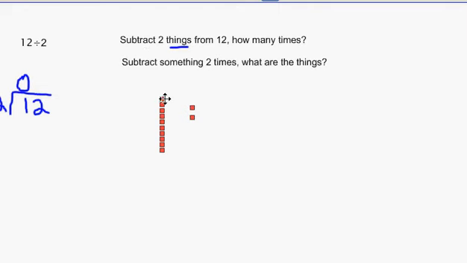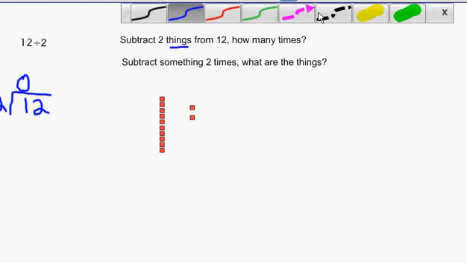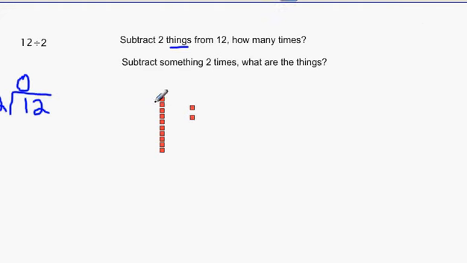Can I subtract groups of 2 away from 12? Yes, we're going to have a series of groups of 2, and we're going to have one group here, another group here, another group here, another group here, another group here, and another group here. So I'm going to get 6 groups, and so now I can do that. So that 0 stands for no, I can't take 2 rods. The things in this case would be rods.